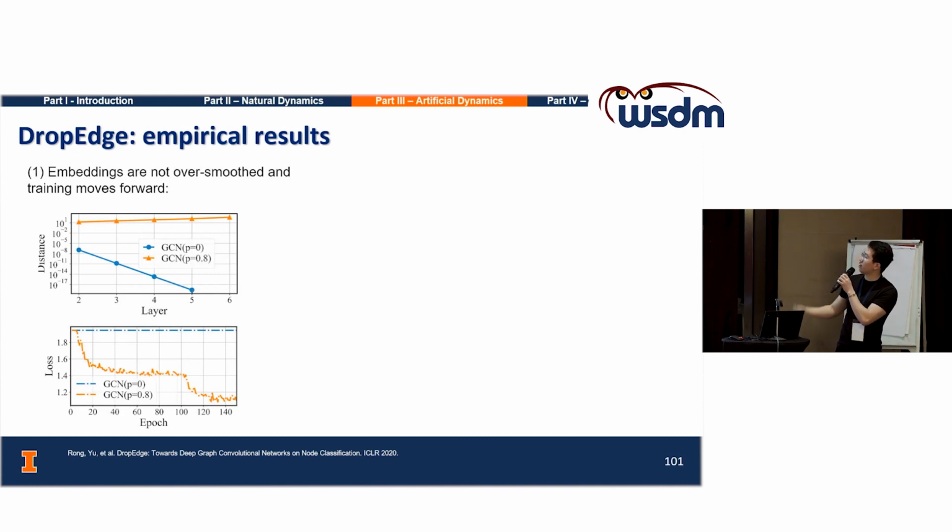But after the GCN is equipped with DropEdge, we find that the distance between the representations in the intermediate layers will be kept and not lost, right? And the bottom figure shows that after graph convolution networks are equipped with DropEdge, the training could be smoother. But if they are not equipped with DropEdge, then the GCN training will get stuck, especially when the number of layers is larger, such as larger than 5 or larger than 10.